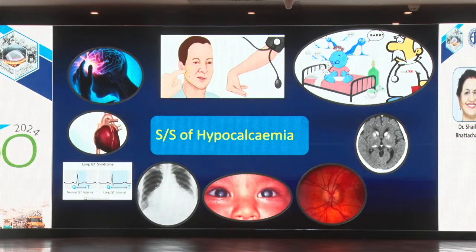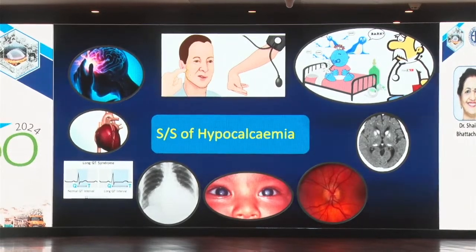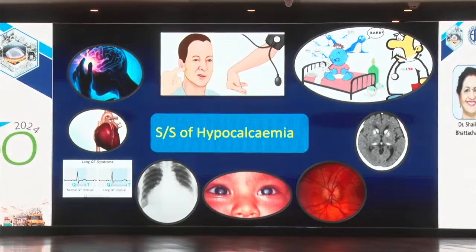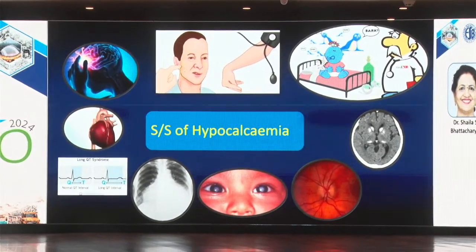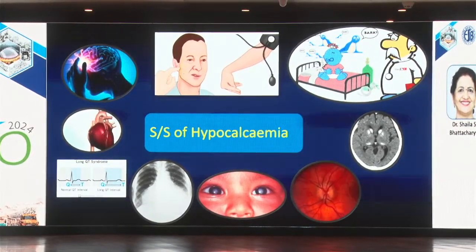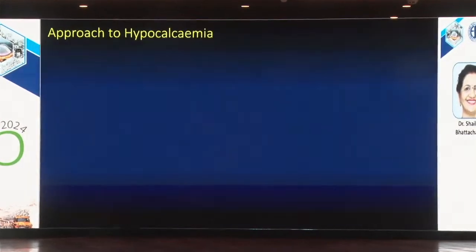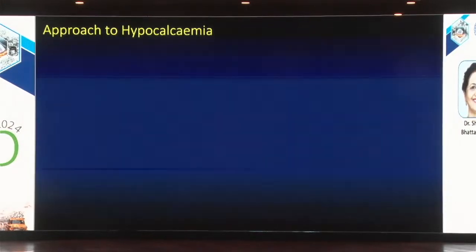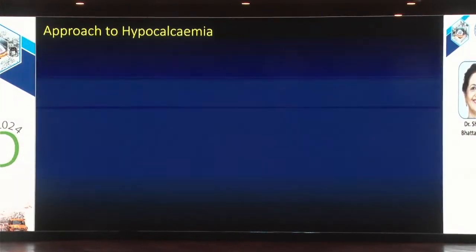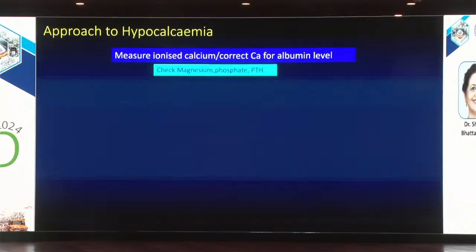And Trousseau's sign is you inflate the blood pressure cuff, increase above the systolic blood pressure, and wait for 2 to 3 minutes, and you will find the twitchings or the carpopedal spasm, what we call, in the arm, in the hand, sorry. So when you get a child with hypocalcemia, with the two cases which I already mentioned, how do you approach to get a diagnosis?